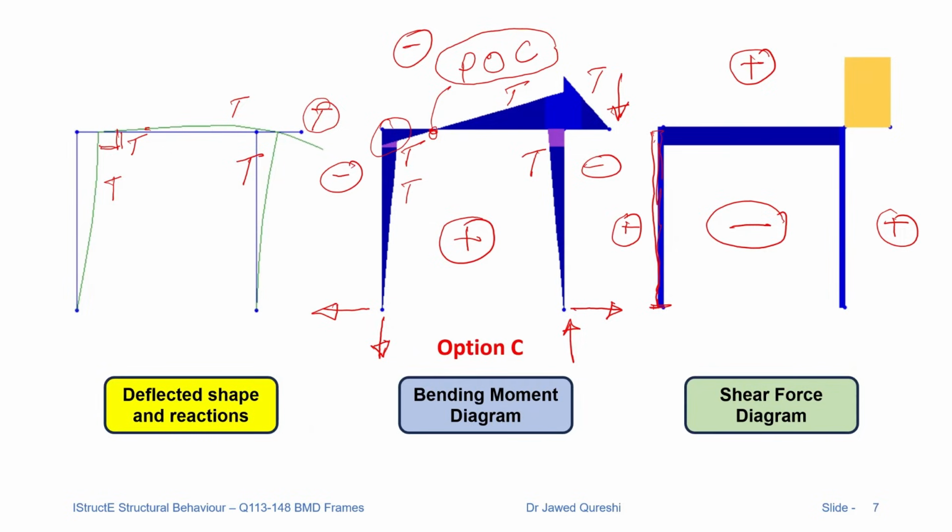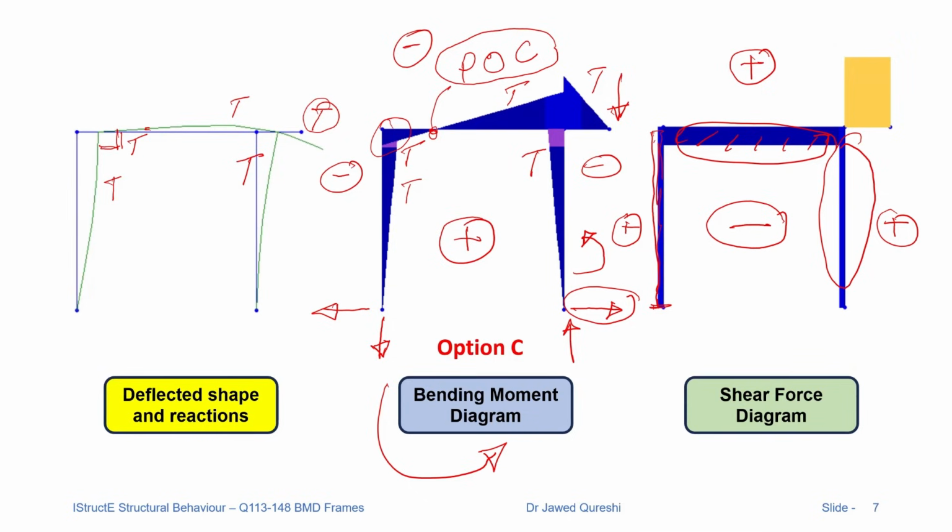These two vertical reactions are creating anti-clockwise shear. So anti-clockwise is drawn inside the frame, and you can see it here. It is drawn inside the frame. At the right side, this horizontal reaction is creating anti-clockwise shear, and anti-clockwise is drawn inside. So that's why you will see inside shear force.